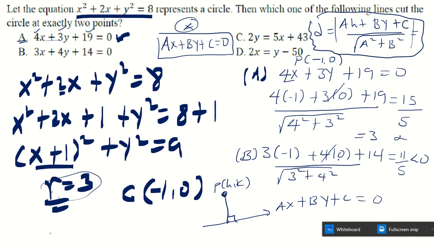When you go to B and check it, it will be 11 over 5, which is like 2.2 or something like that, which is less than 3. It's not less than 0, it's less than 3. That means this line, B, is inside the circle, so it cuts the circle exactly twice. So the answer will be necessarily B.